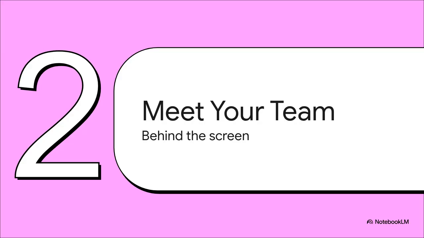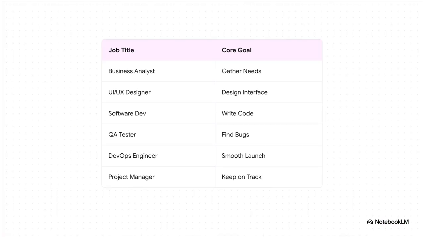Section 2. Meet your software team, the specialists behind the screen. Building software is essentially a highly collaborative relay race, and these right here are our runners. First up, we've got the business analyst, figuring out exactly what the app must do. They pass the baton to the UI/UX designer, who designs the visual interface. Next, the software developer actually writes the code. They then hand off to the QA tester, whose entire job is to find bugs.